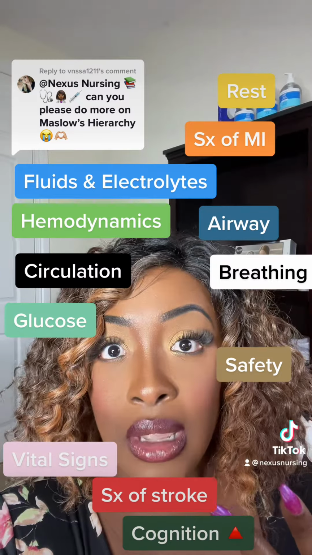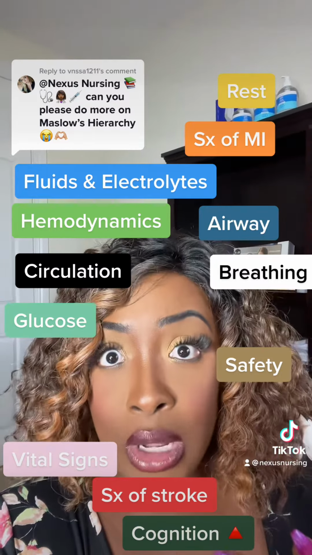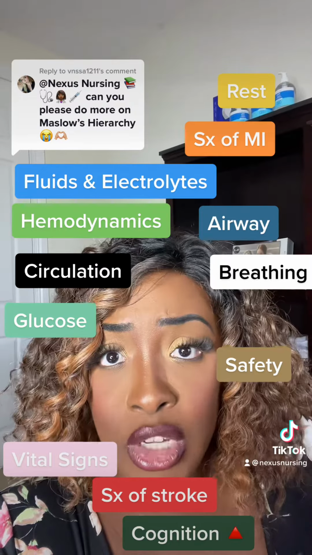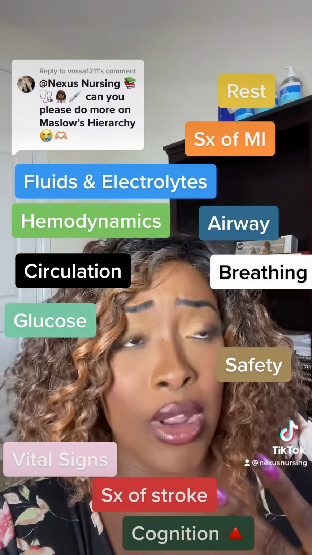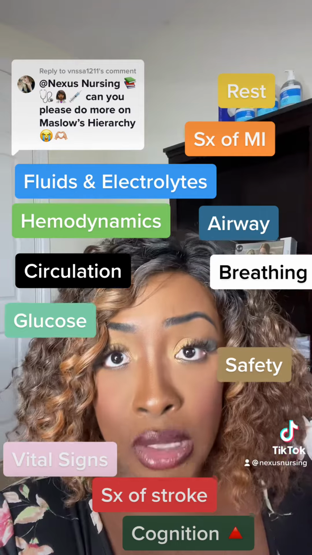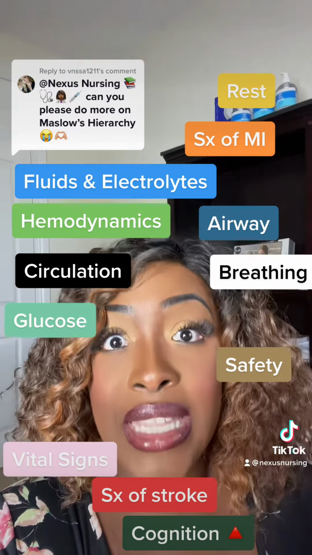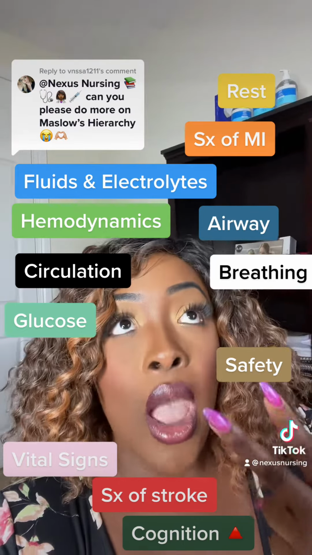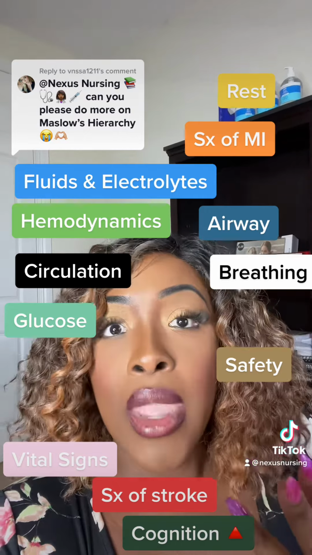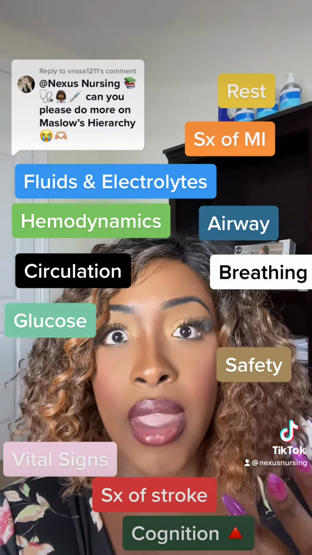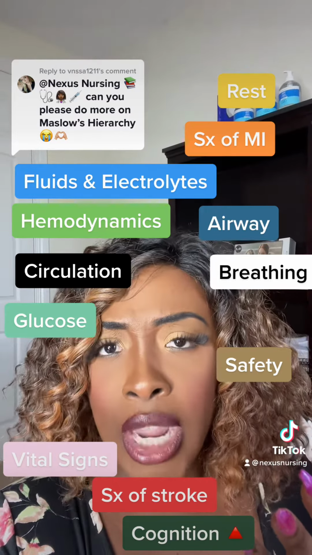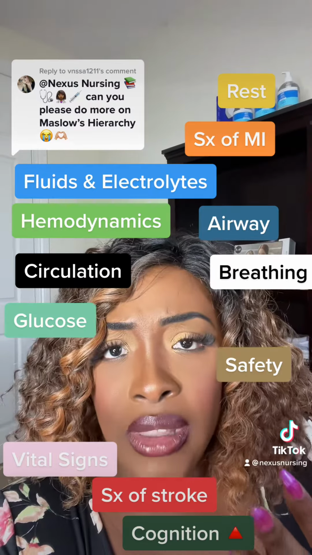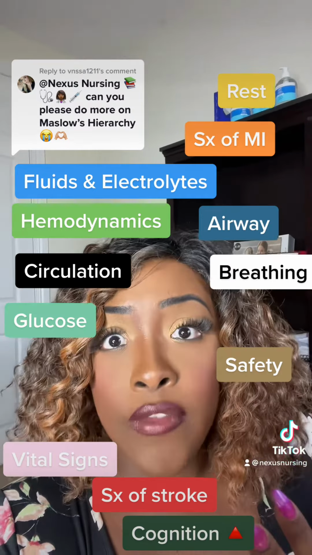Hemodynamic status. You want to make sure that those organs are being perfused. You don't want that patient to go into shock. You don't want that patient bleeding out. You want to make sure that oxygen, which is carried in the blood, is being delivered to the tissues. What else? Signs and symptoms of a myocardial infarction: chest pain, radiating down the left arm, signs of a stroke.